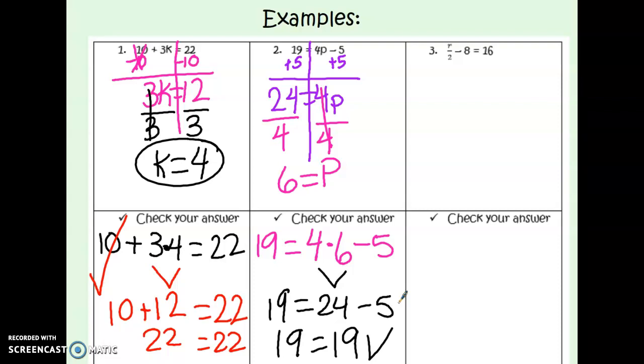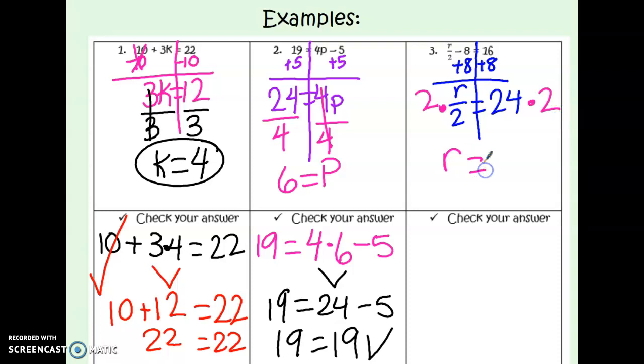All right, one more example. I'm going to draw my line. Okay, r divided by 2 minus 8 equals 16. So I'm going to add 8 to both sides. I'm left with r divided by 2 equals 16 plus 8, which is 24. Now I've got to undo my division here by multiplying. Multiply by 2, I've got r equals 24 times 2, which is 48.